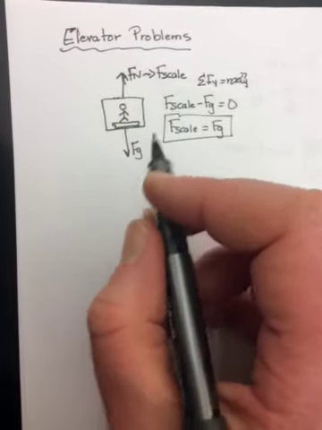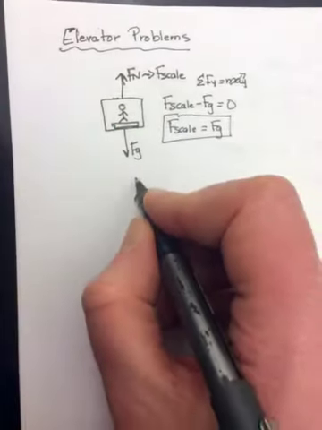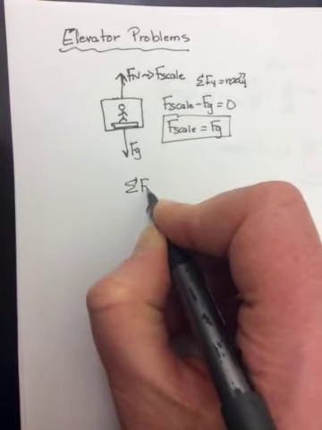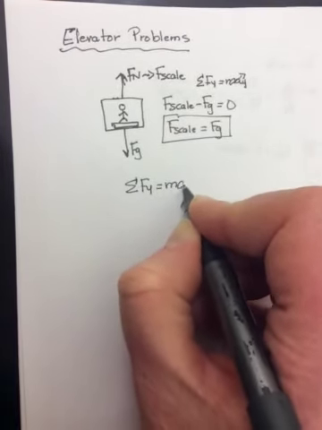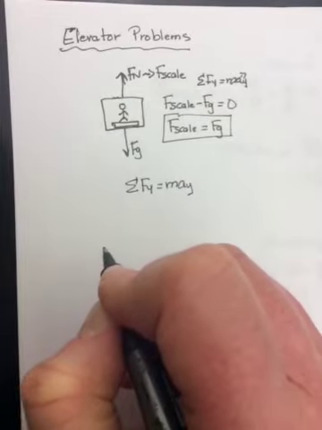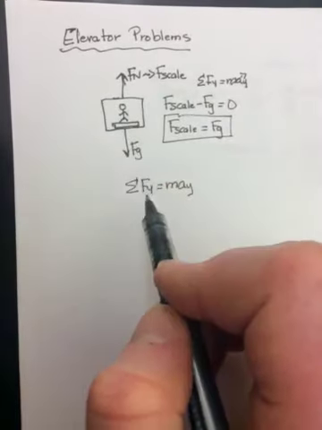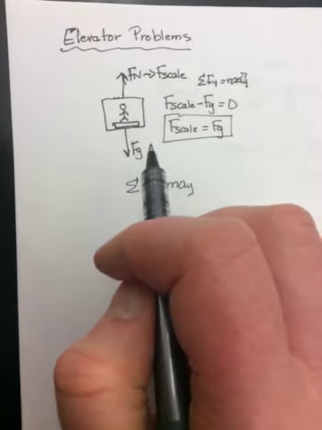Okay? But now we're going to put the scale in an elevator, and we're going to make the elevator move. So now what's going to happen is when we do the sum of the forces in the y direction, the a in the y direction won't be 0. And what that means is the scale won't necessarily read your weight.